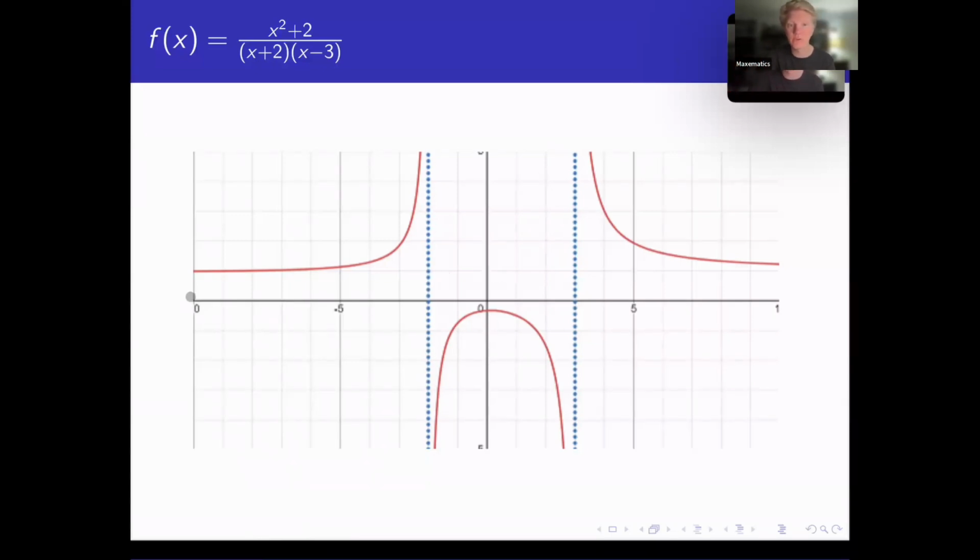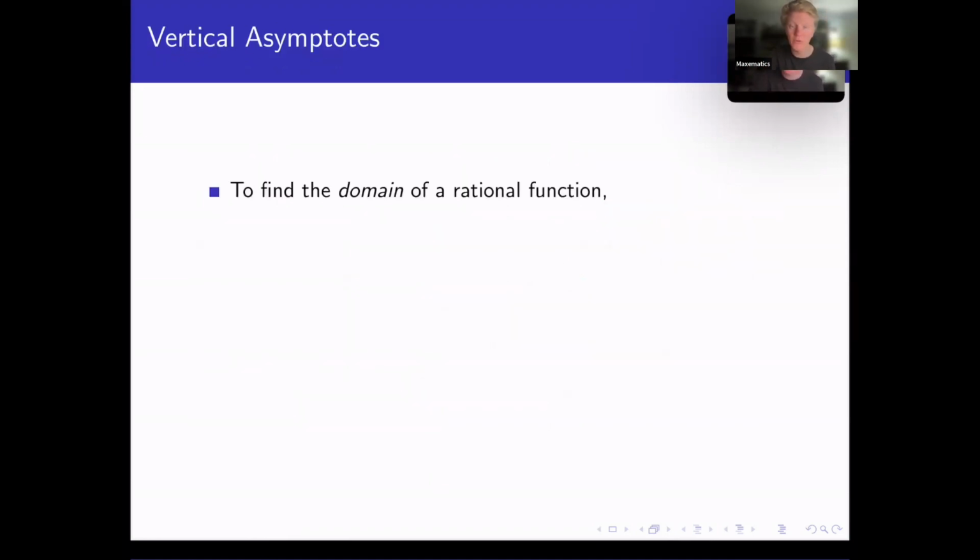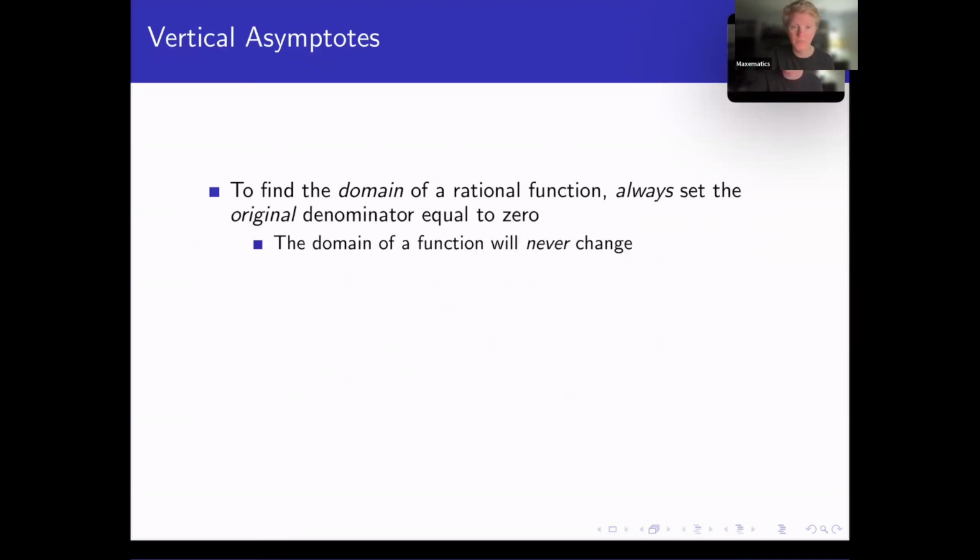Now, we might notice that there's slightly different behavior here, but that's just going to be the nature of rational functions, and we'll talk about that. So if you're finding the domain of a rational function, no matter what, always set the original denominator equal to 0. Domain of a function will never change.